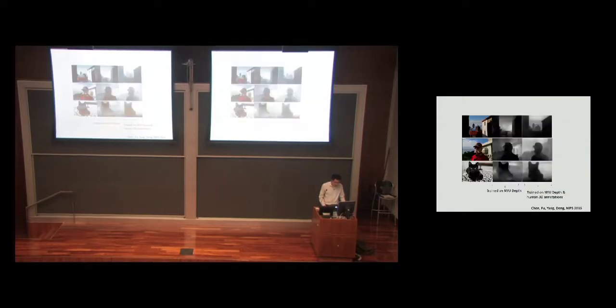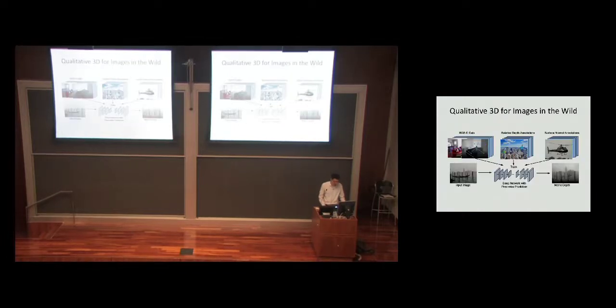So we can show that with the human-annotated depth, we can improve the depth estimation results for images in the wild. Here are a few examples. So the overall idea is to get human-annotated 3D and use them to complement existing RGBD data. And this has the potential to make depth estimation truly work for arbitrary images.